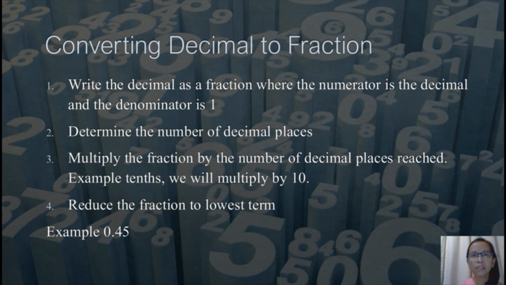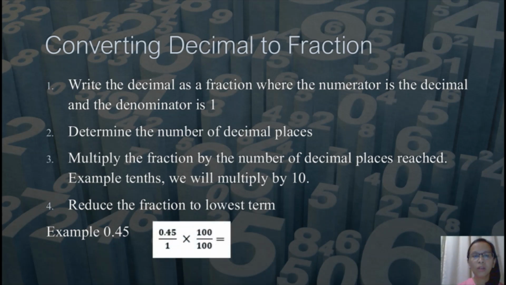Next, converting decimal to fraction. First step is to write the decimal as a fraction where the numerator is the decimal and the denominator is 1. So we have an example here of 0.45. The numerator is the decimal 0.45 and the denominator is 1. Next, we determine the number of decimal places.